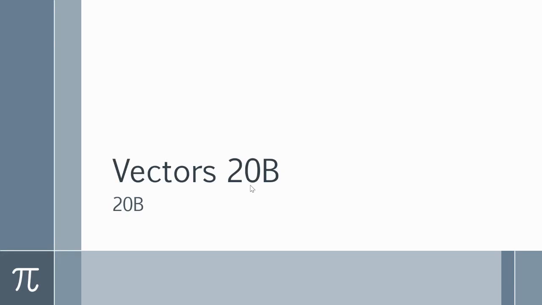20b is about two main concepts. The first is rewriting vectors in column form in a form called component form. It's also about how we find the length of vectors.